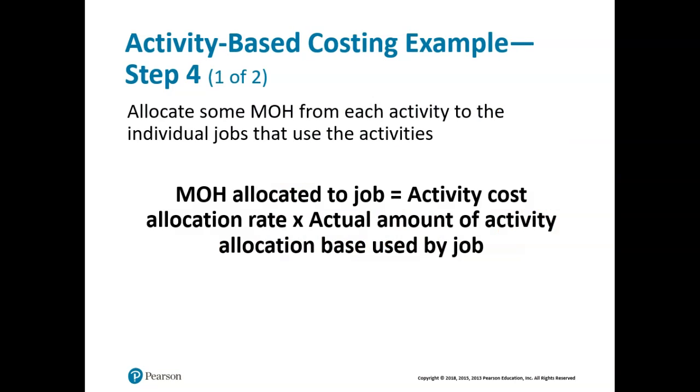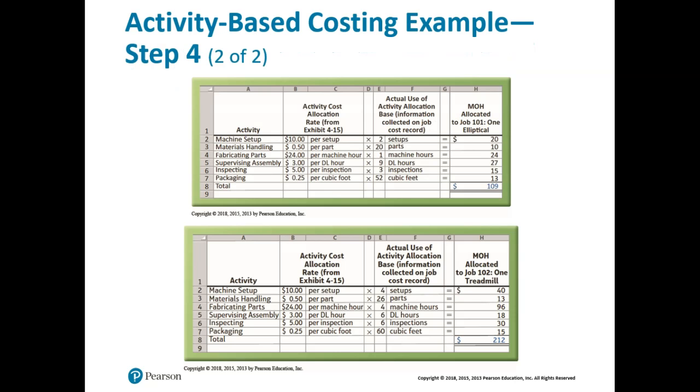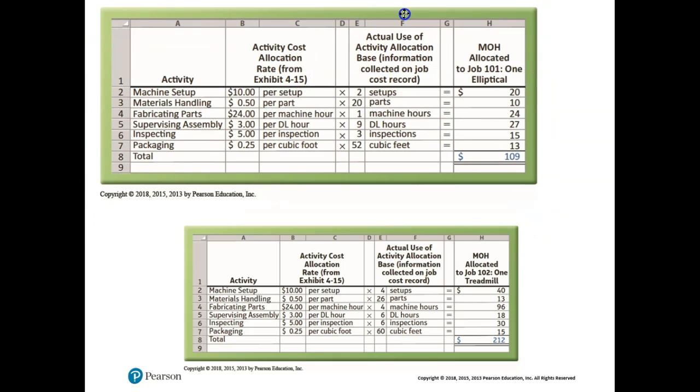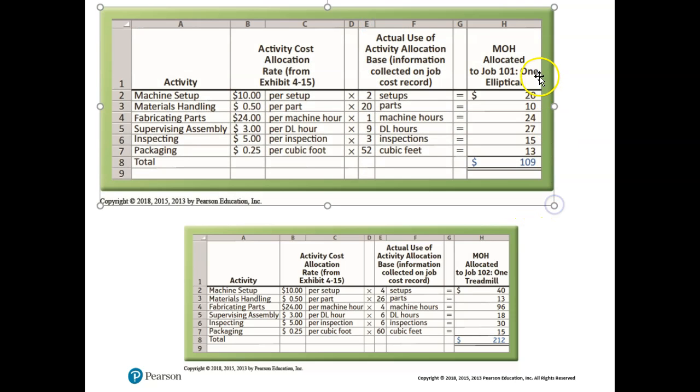So that's this piece. The manufacturing overhead allocated is equal to the cost allocation rate times the actual amount of the activity base used by the job. Here's our example. This is kind of hard to see, isn't it? Let's open this up. This would be for the elliptical. They had 2 setups, 20 parts, 1 machine hour, 9 direct labor hours. Inspection was 3 inspections, and packaging was 52 cubic feet. So the total allocated for the elliptical is $109.